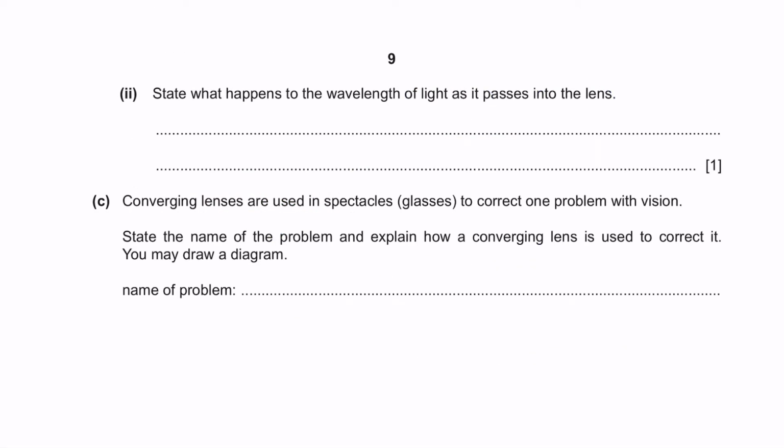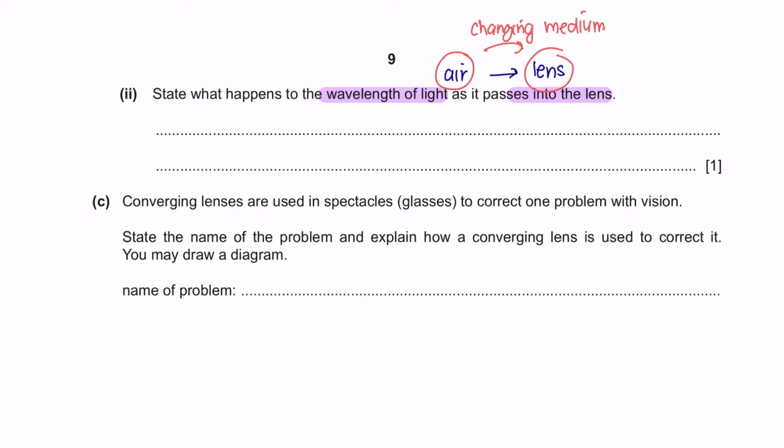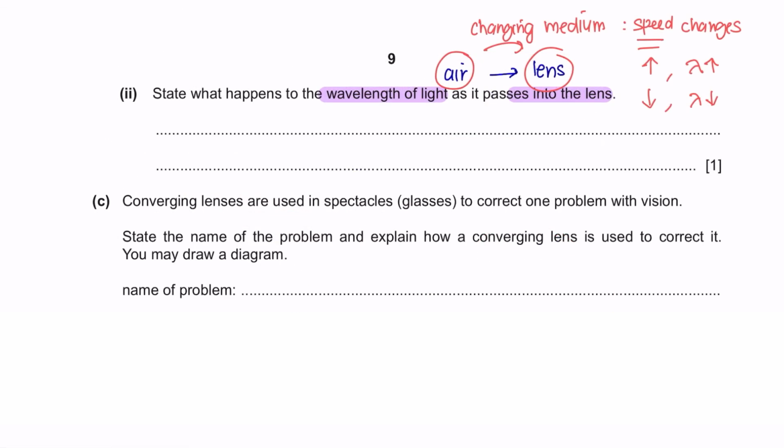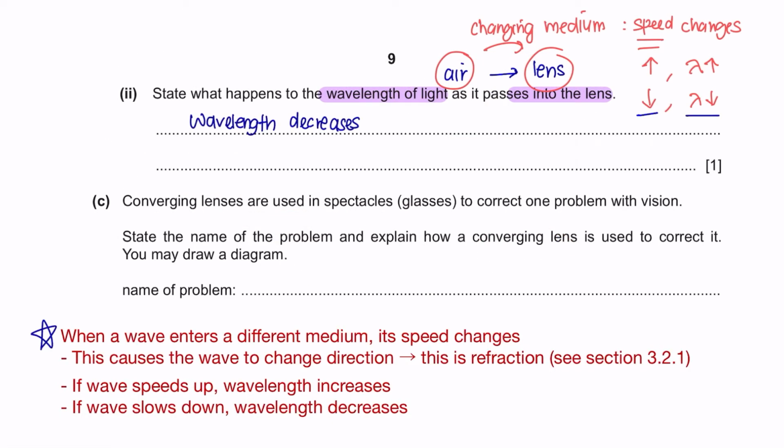Next, part 2. State what happens to the wavelength of light as it passes into the lens. So air to lens, the wave is entering a different medium. Therefore, the speed will change, which causes the wave to change direction. Now, if the wave speeds up, the wavelength will increase. And if the wave slows down, then the wavelength decreases. In this case, as you can see, the speed decreases. So if the speed decreases, then the wavelength decreases. And here I have attached the summary for you.